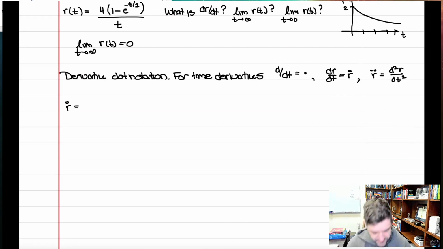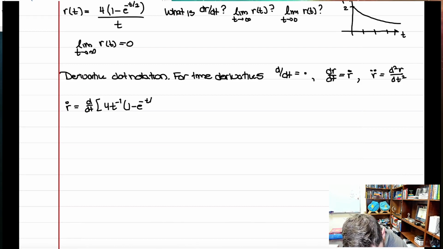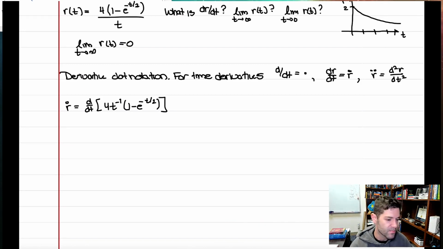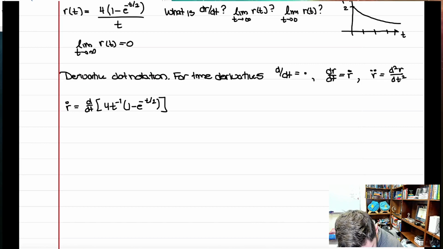So r dot, the derivative of r with respect to time. If I look at this function, that is the derivative d by dt of 4, I'll move the t upstairs, 1 minus e to the minus t over 2. And then this is just plug and chug. It looks like product rule plus chain rule. I have, or sorry, the quotient rule. Quotient rule is really just the product rule and the chain rule combined, right? So here I've made it into something that's not a fraction.